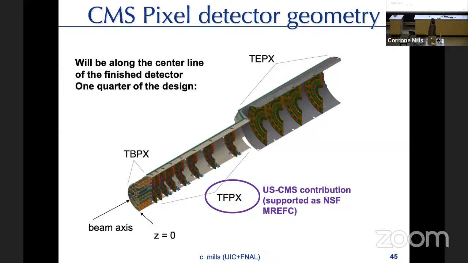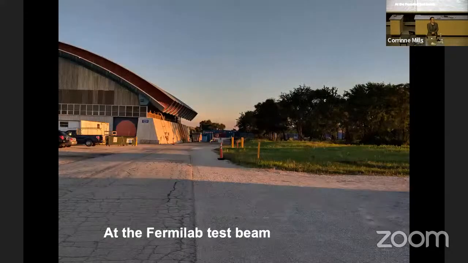This is one quarter of the detector. The beam axis runs diagonally along the page here, and Z equals 0 is sliced down the middle. The US is going to build two big sets of disks called the forward pixels. Where I've been working on this is at the Fermilab test beam facility, and this is a collaboration with your colleagues, John and Steve.